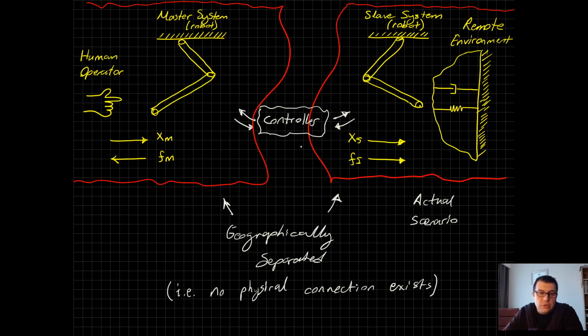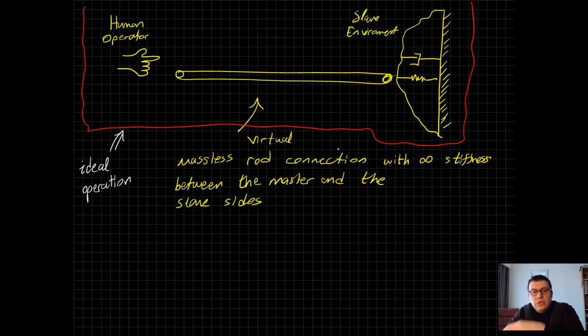I mean, the controller. So if we want to idealize this scenario, it is as if we have a virtual stick between the human operator and the slave environment in such a way that this stick does not have any mass, so it doesn't have any force contribution from the rod, and the stiffness is infinite. So the motion carried out on the human operator side is directly mapped to the slave environment without any distortion. That is the actual and ideal operations.